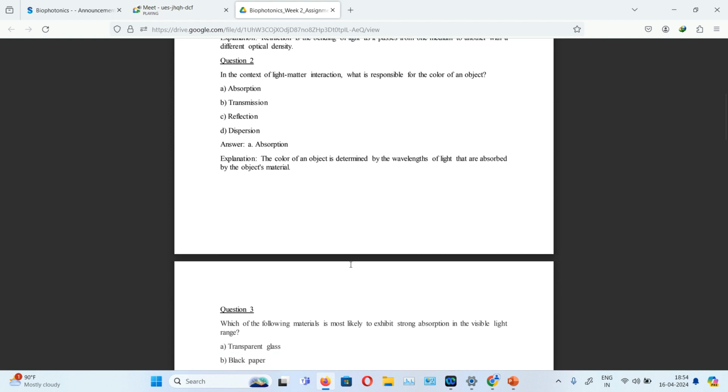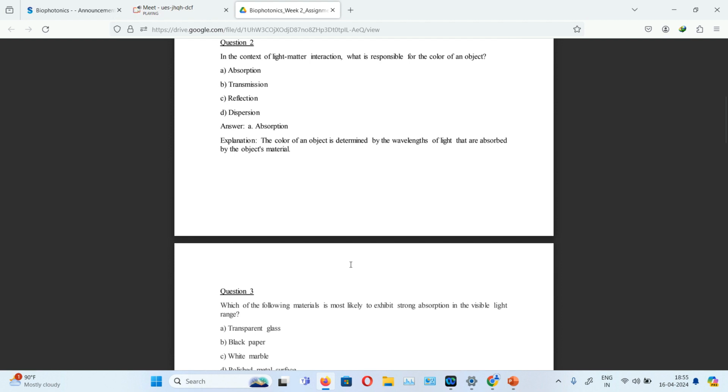A black pepper. What happens in the case of black pepper? We are seeing it as black. Black is actually the absence of color, and we experience that as black. So when white light is incident on it, the whole light is absorbed by the material. That's why we are seeing the material as black. So that will be the answer.